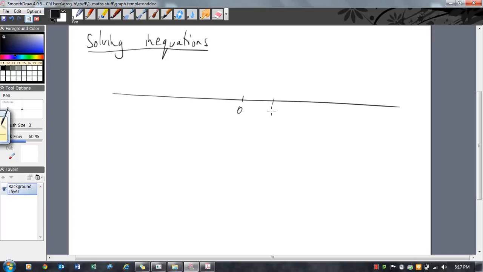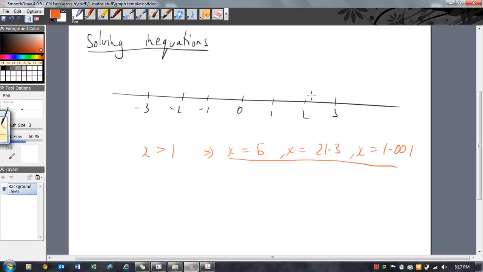So in our number line we have 0, 1, 2, 3, etc. You probably know the numbers. Remember them numbers? Let's have a look at this. If we write x is greater than 1, what does that mean in terms of our number line? Well, that means that x could be equal to 6, x could be equal to 21.3, x could be equal to 1.001, that sort of thing. As long as it's bigger than 1, they're the possible values for x.